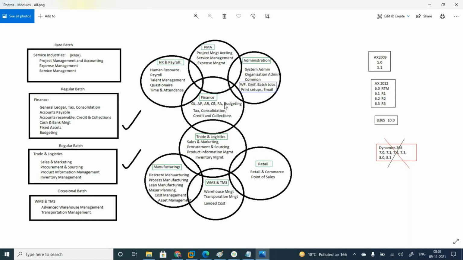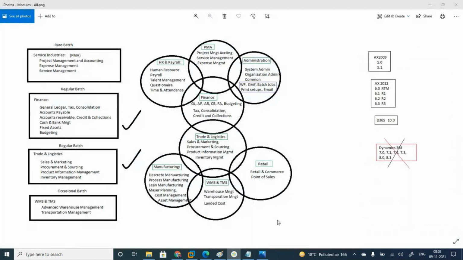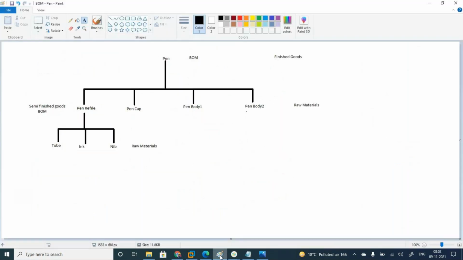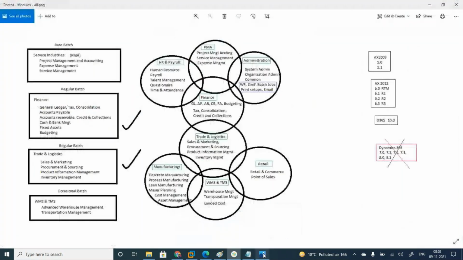Okay. So yeah. Any more questions, please? Are you teaching both courses? Yes, I'm teaching both finance and T&L. So this one I'm teaching, and I'm teaching this one, finance, these two.